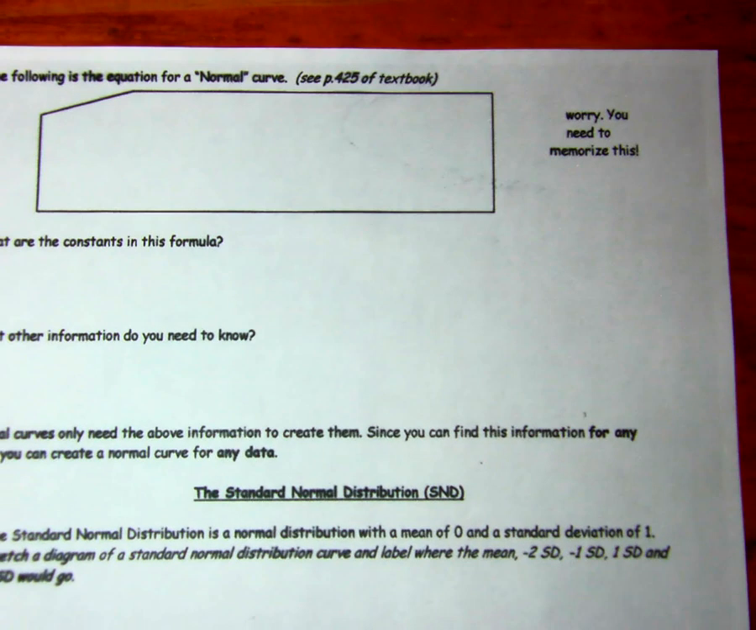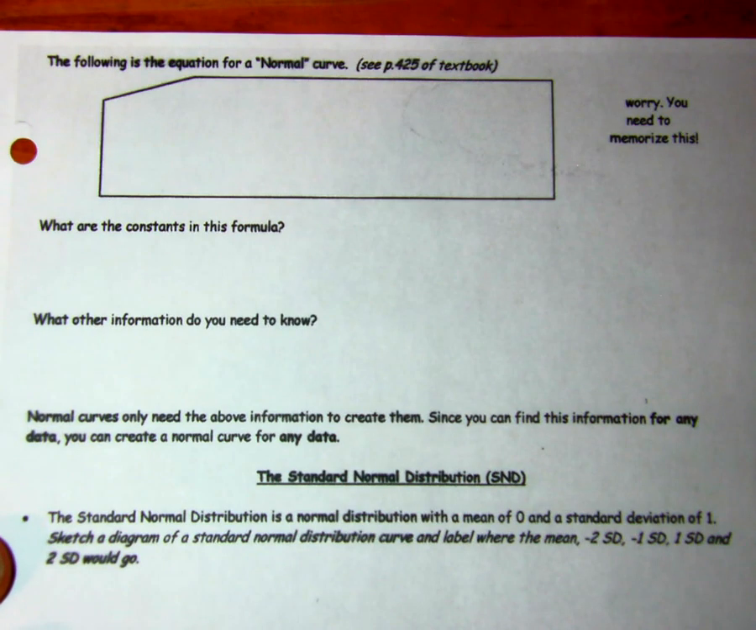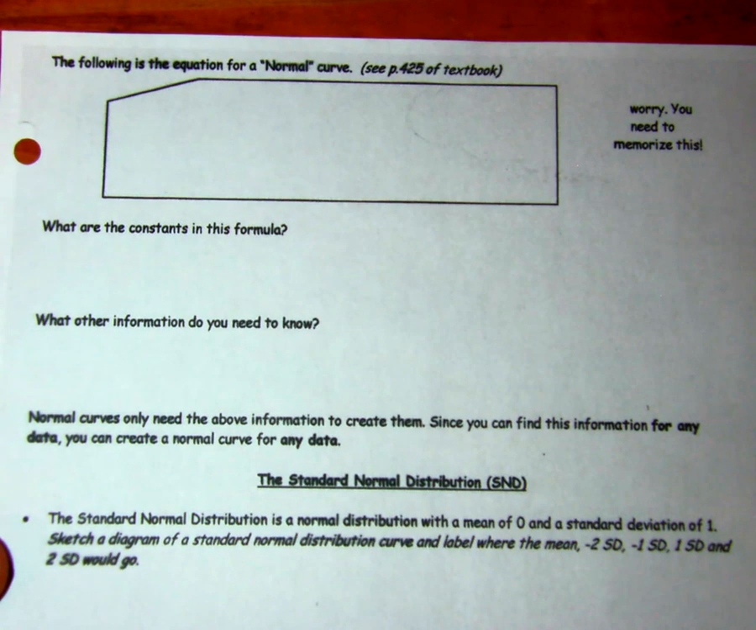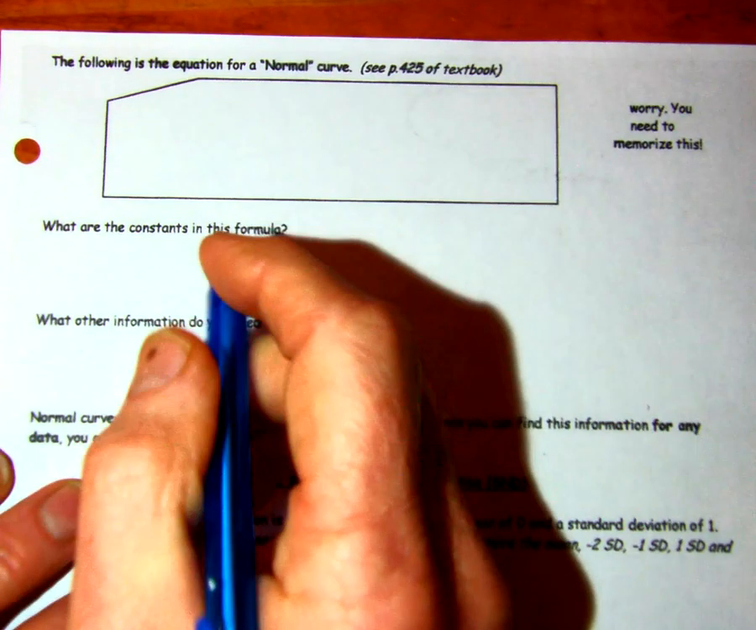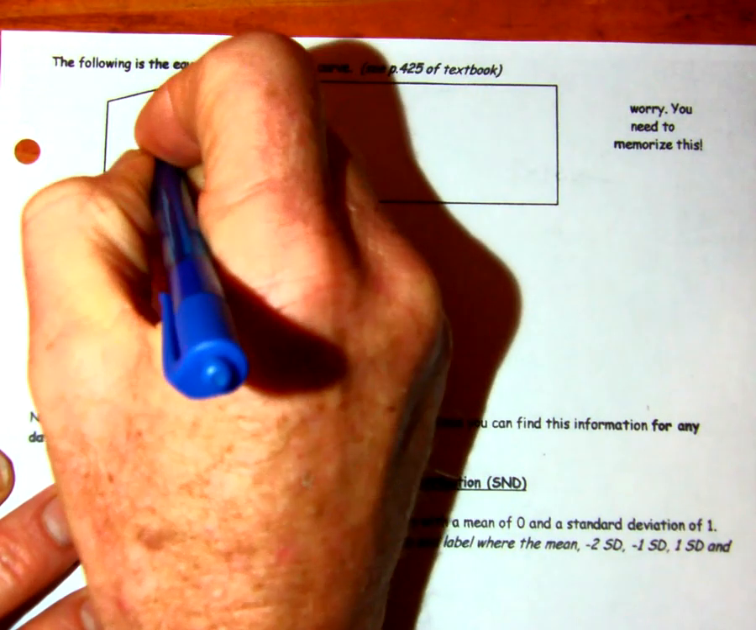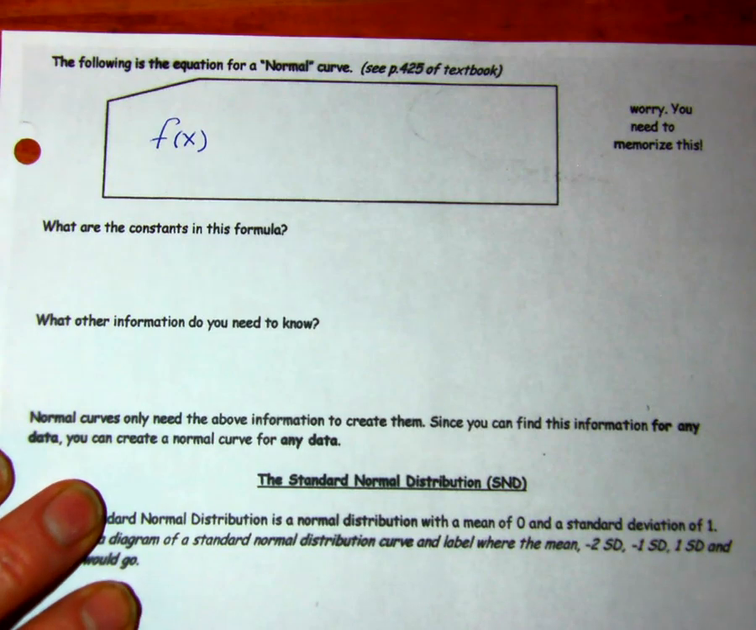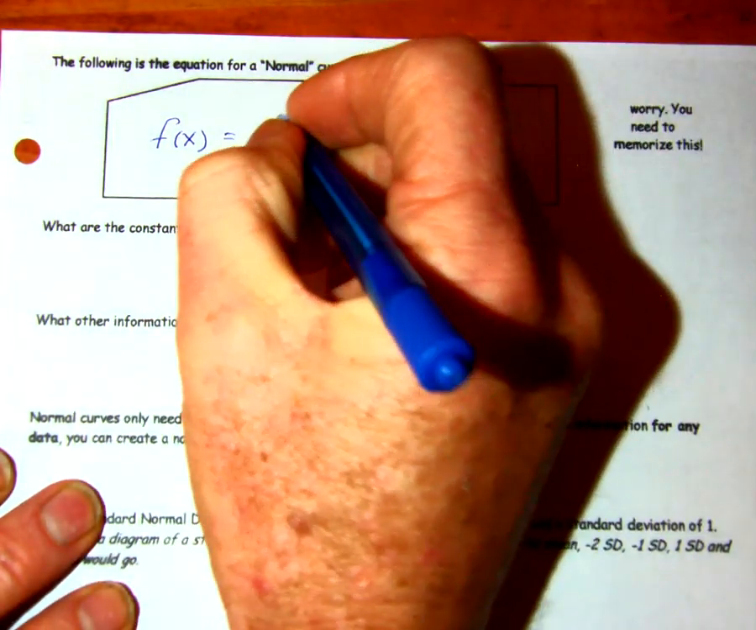All right. Everyone have this? All right. There is a formula for the normal distribution. Do you want to know what it is? Here it is. Yes. All right. It's kind of complicated.